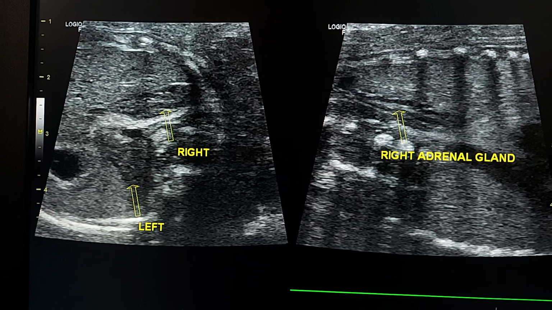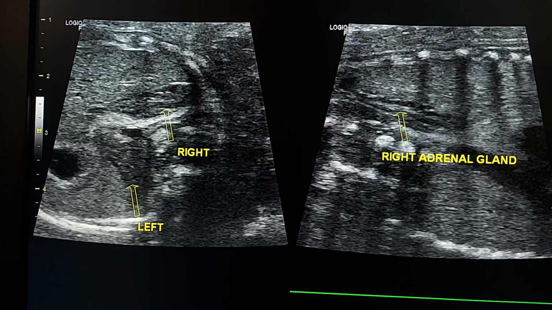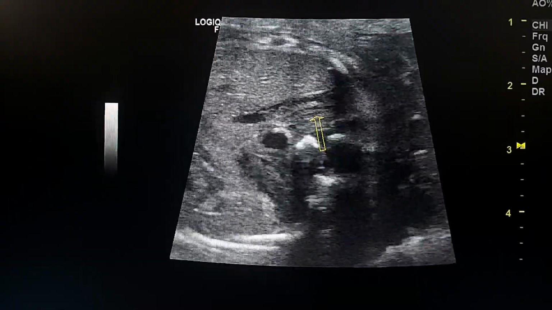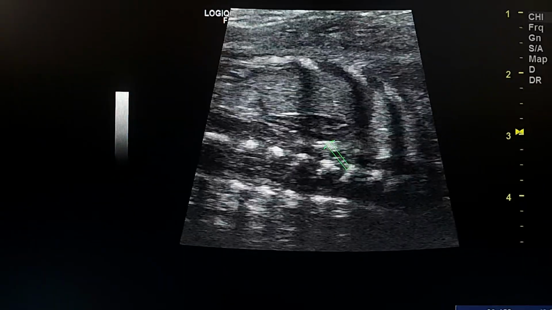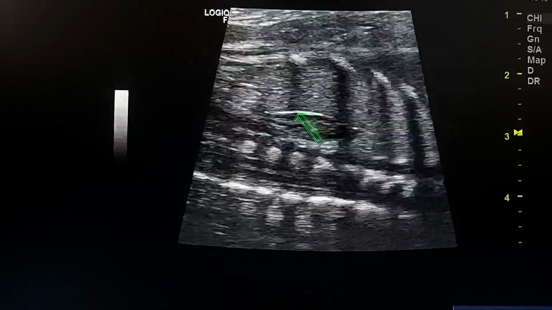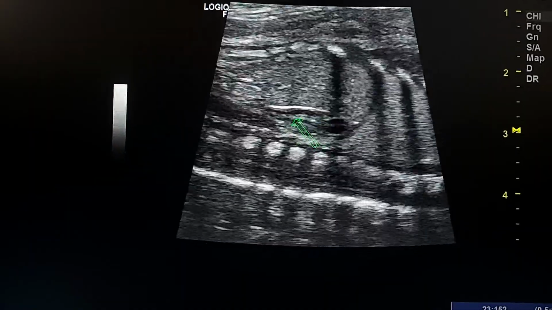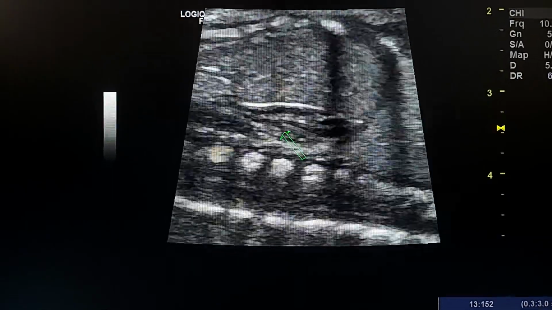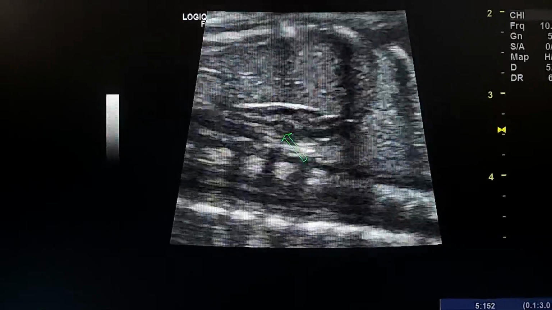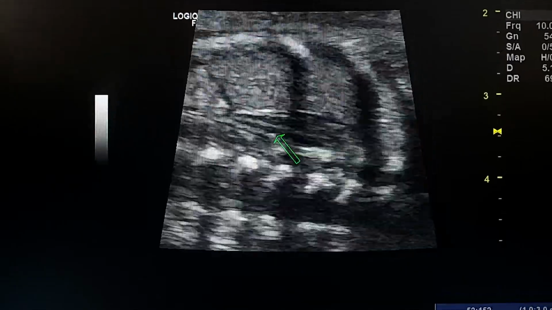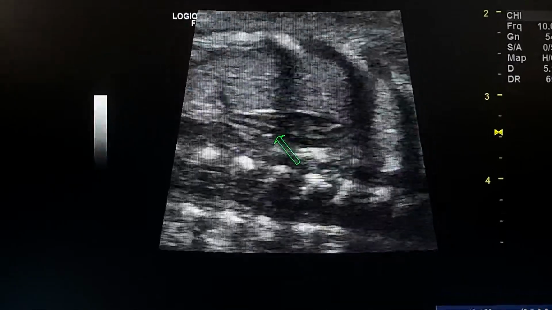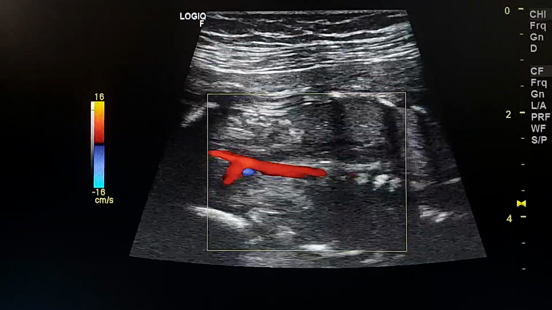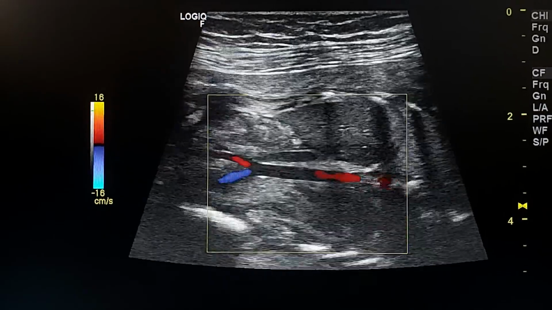Here we see both adrenal glands in cross-section. This is the right adrenal gland in cross-section, and this is the right adrenal gland in longitudinal section. The lying down adrenal sign can be a useful sign to confirm renal agenesis when the kidney is not visualized on antenatal ultrasound, as in this case of bilateral renal agenesis.